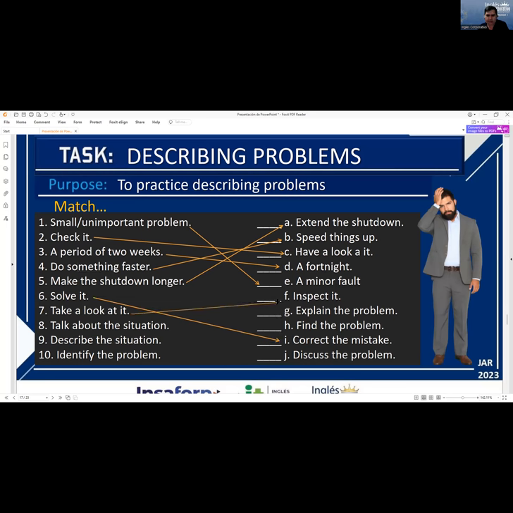Take a look at it. Inspect it. Talk about the situation. Discuss the problem. Describe the situation. Explain what the problem is. Identify the problem. Find the problem.